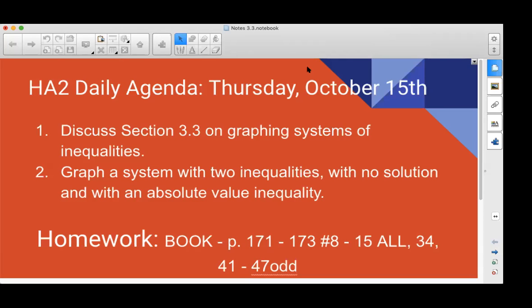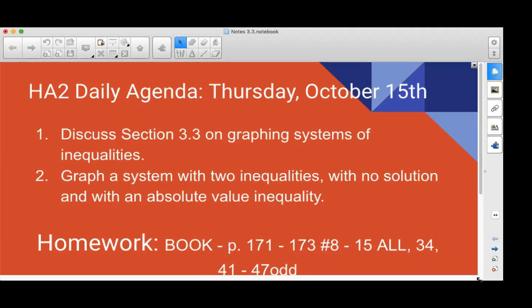I do have graph paper attached on there if you want to use it. Notability is awesome because you just click the button and graph paper appears. It's wonderful, and it has all the colors that you can use as well. So if you look in chapter 3, section 3, pull out your chapter 3, section 3 notes.